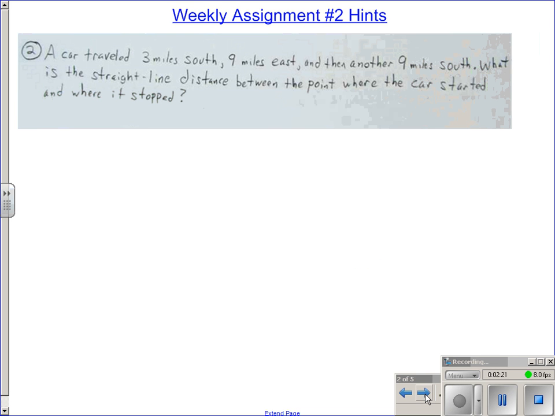Okay, for the next one. You have a car traveled 3 miles south, so we're going to start here. Goes 3 miles south. It goes 9 miles east. Gets to this point. Then it goes another 9 miles south. Ends up here. The question is asking, what is the straight line distance between the point where the car started and where it stopped? So straight line distance from start to stop. This is what we're looking for, that distance in blue.